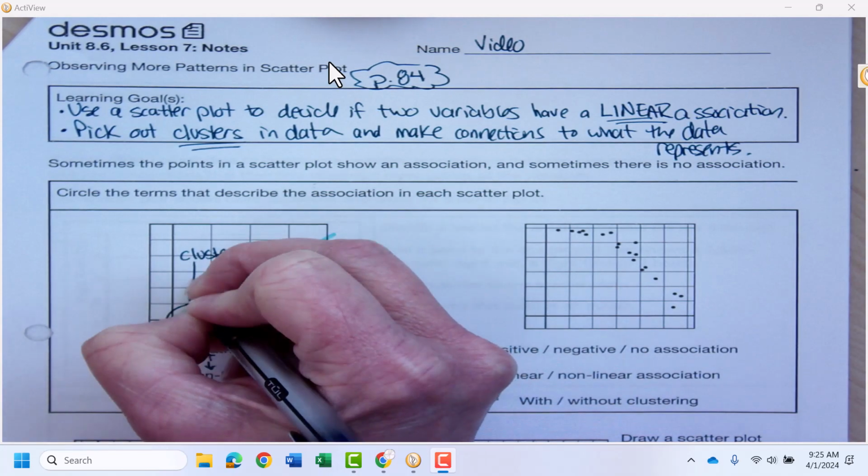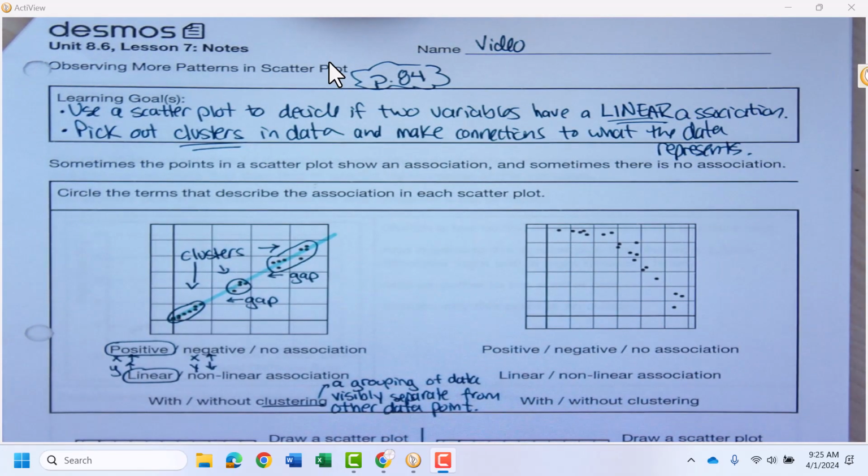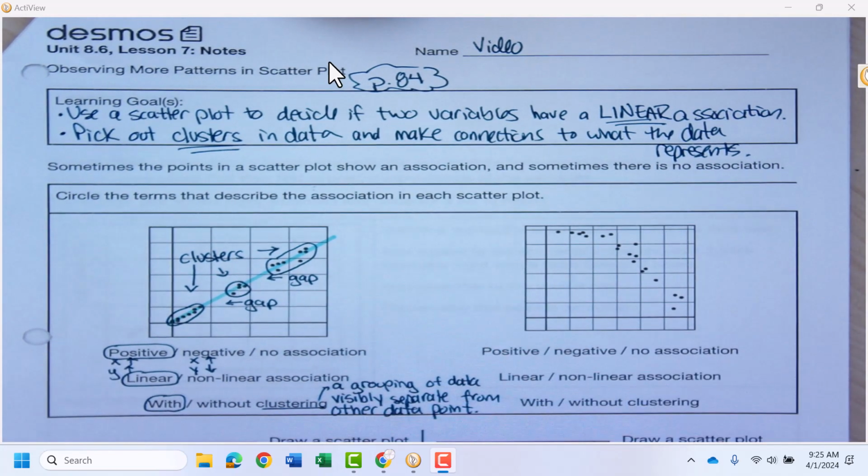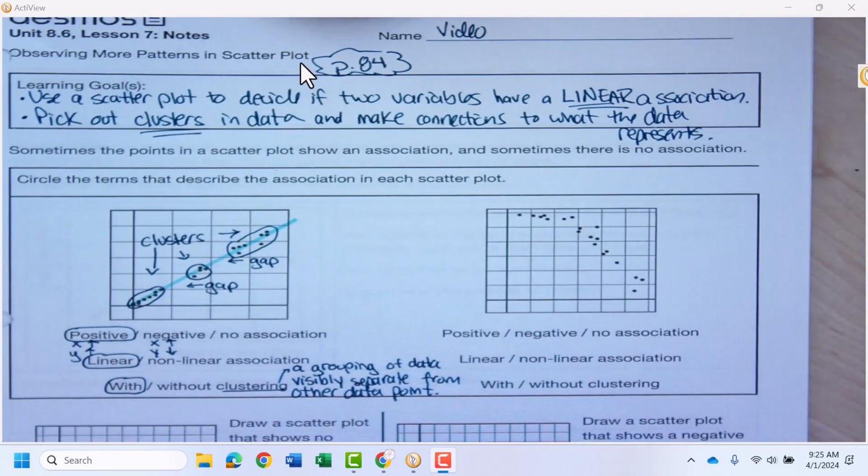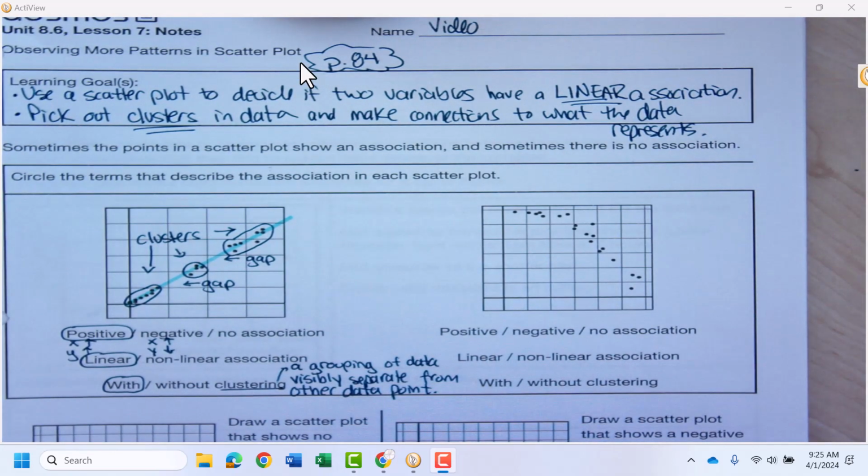Looks like I have 3 of them. And you can see the gaps between those clusters. So I'm going to say that this is with clustering. Let's take a look at this next set of data, and maybe it'll be a little more clear how to tell whether something is linear.